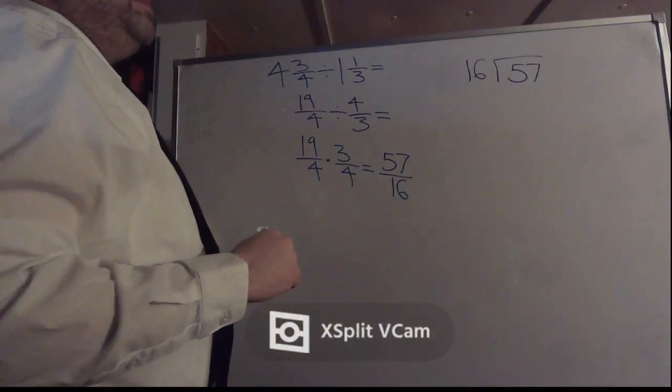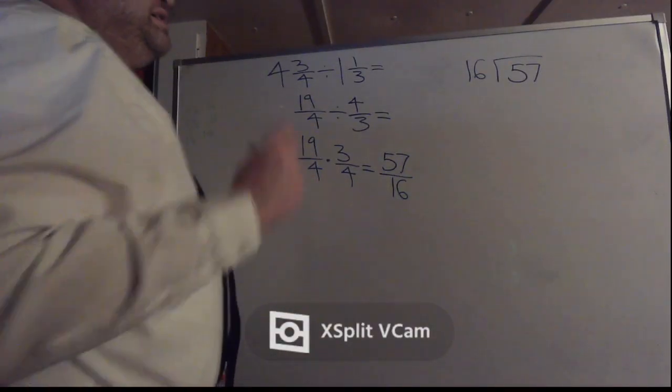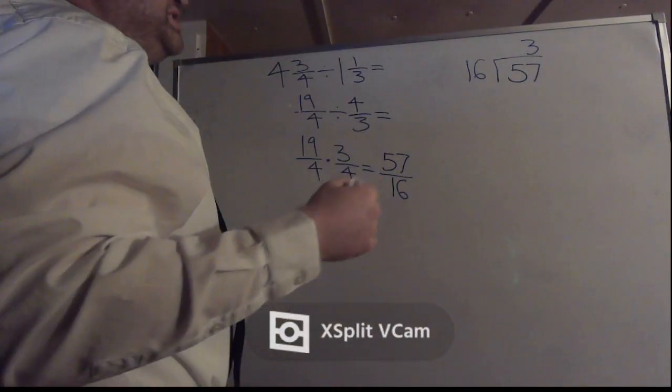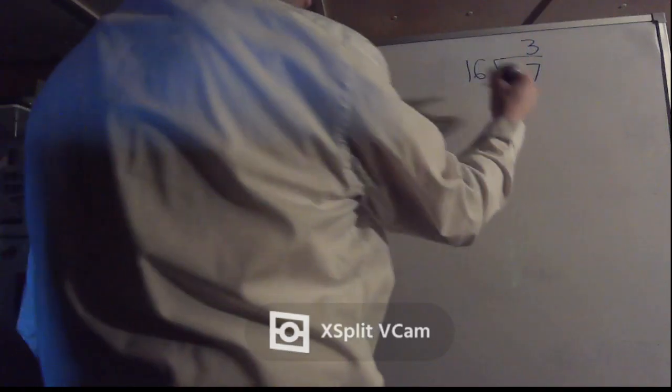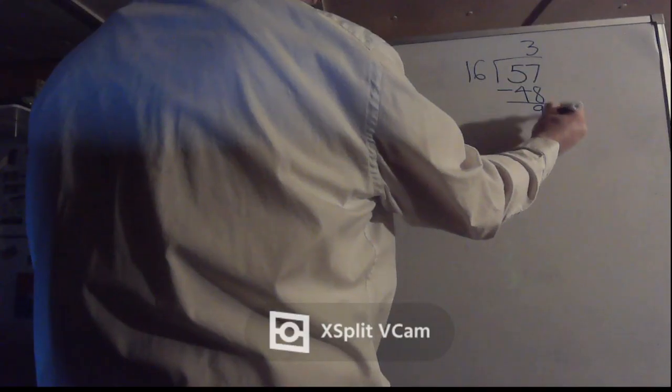57 divided by 16. So 16 goes into 57 about how many times? It'd be 3 times. Because if you did it 4 times, it would give you 64, which would put you over. So it's 3 times. And 3 times 16 is 48. 57 minus 48, well, that's going to be 9.